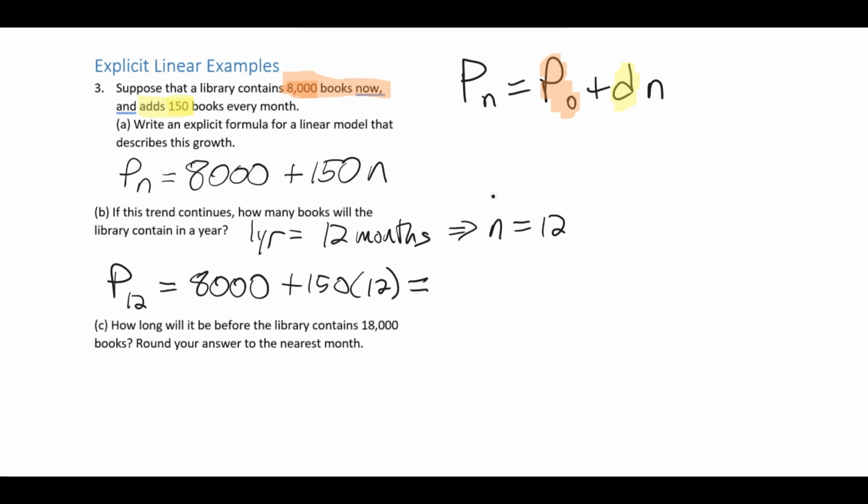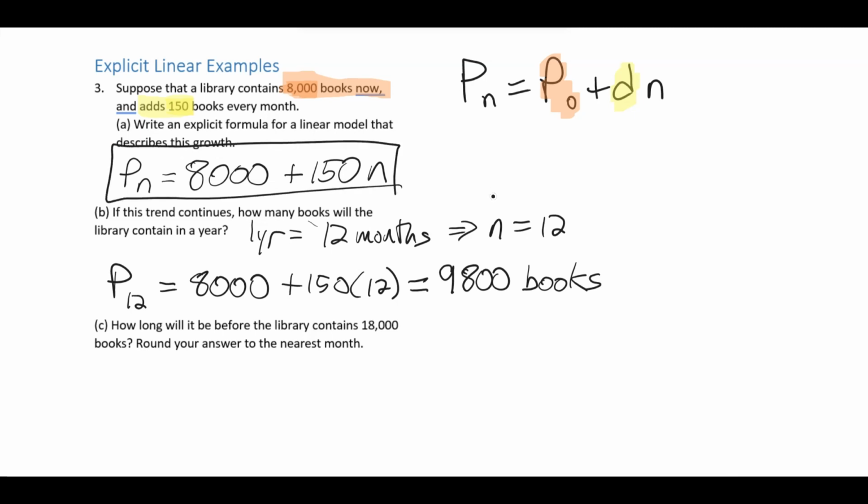And using a calculator, this gives us 9,800. The question is how many books, so this would be 9,800 books. So we have our explicit model. We have how many books. And then part C, how long will it take before the library contains 18,000 books?